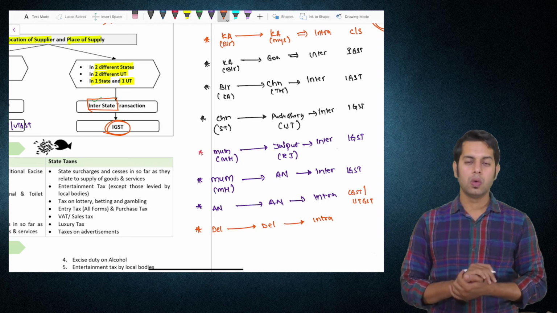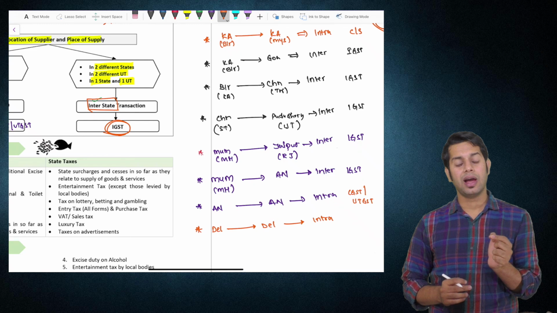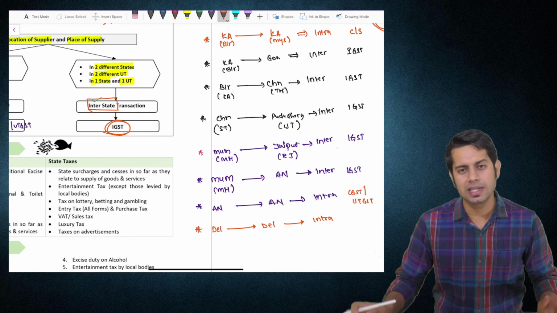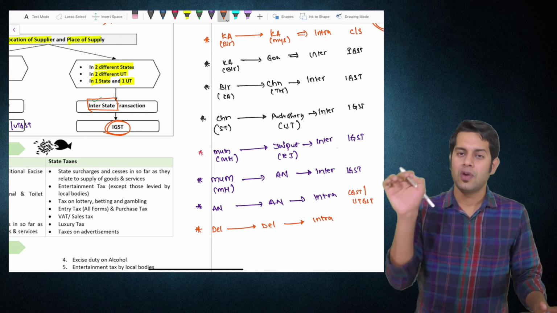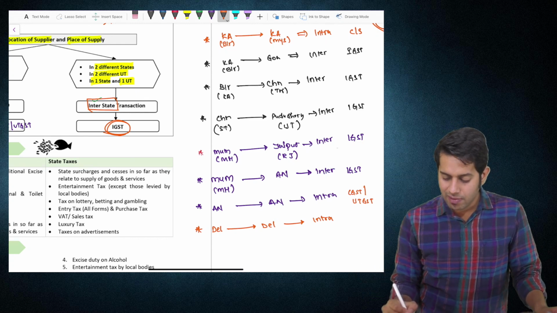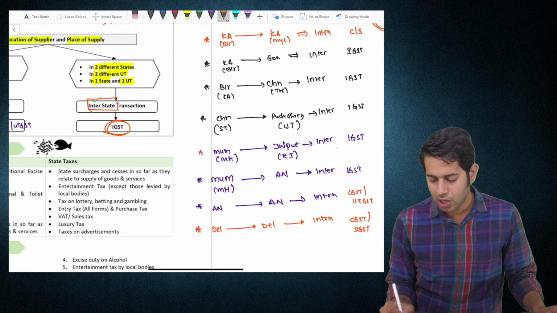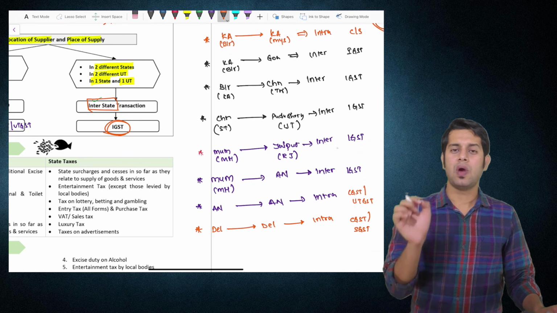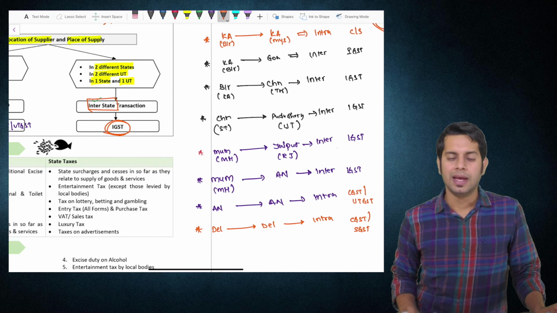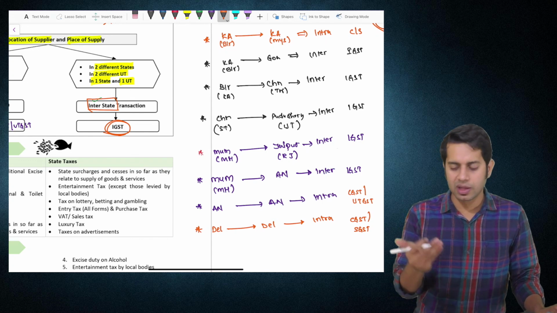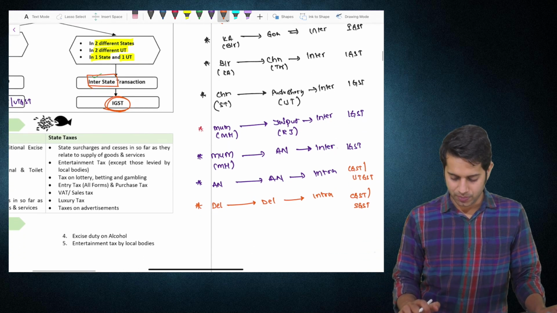Now, as we all know, Delhi is a union territory which can have its own government. That means if you are making a supply within Delhi, I will collect CGST and SGST from you. For the purpose of GST, if you have a union territory with a separate legislature, you are called a state. Therefore, whatever supply you are making over there, I am going to levy CGST and SGST from you.